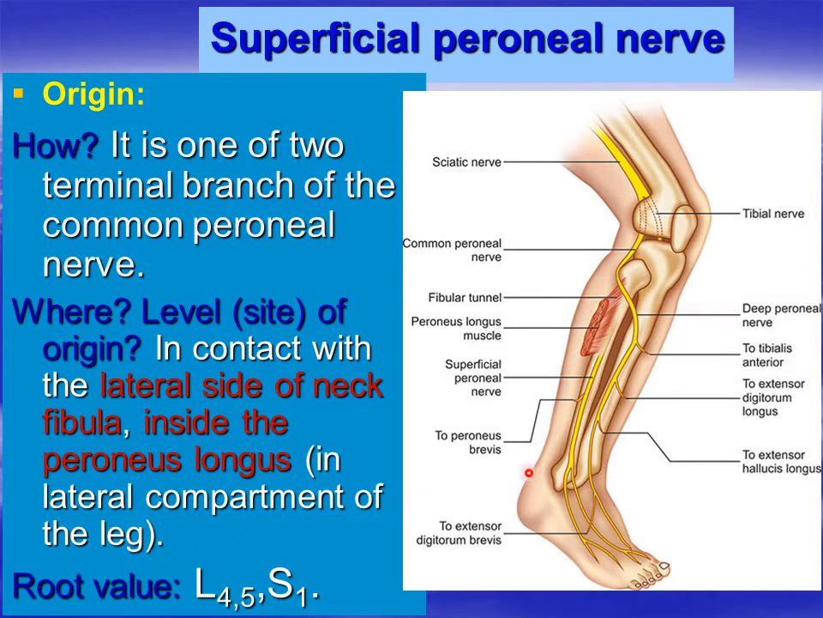As you see in this picture, this is the common peroneal nerve, and just lateral to the neck of the fibula, the common peroneal nerve terminates by dividing into two branches. The superficial peroneal nerve descends in the lateral compartment and the deep peroneal nerve descends in the anterior compartment of the leg. And the root value of the nerve is L4 and 5 and S1.